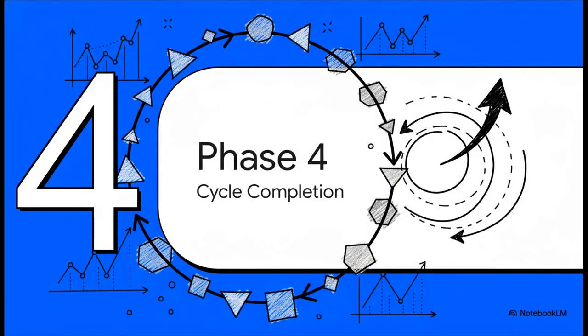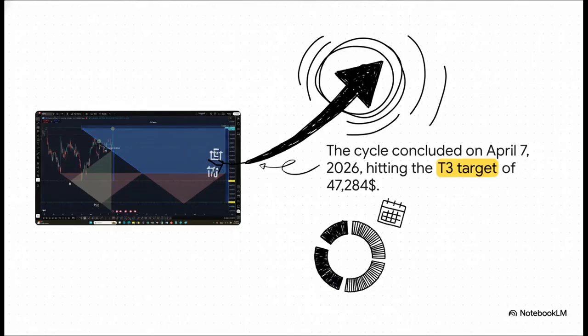And that brings us to the final piece of this puzzle, which is phase 4, the completion of the entire cycle. And here it is, the final step. On April 7th, the price reached the upper boundary of the trapezoid, hitting that final T3 target of 47,284. This was it. This marked the completion of phase 4 and the end of the entire cycle.